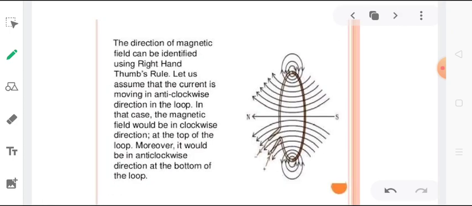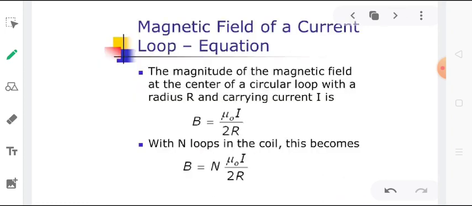So the direction of the magnetic field can be identified using the right hand thumb rule. If the current is moving in anti-clockwise direction in the loop, in that case the magnetic field will be in clockwise direction at the top of the loop. Moreover, it would be in anti-clockwise direction at the bottom of the loop. This I was already explaining in the previous picture.